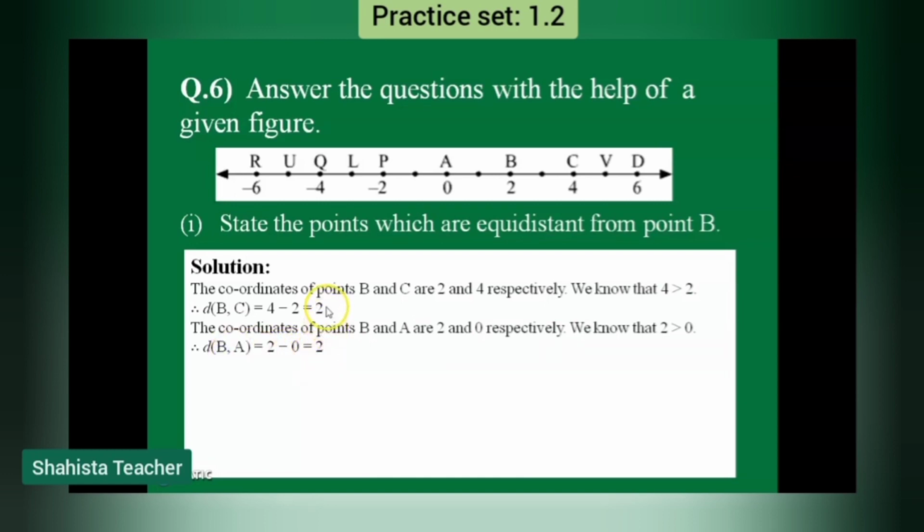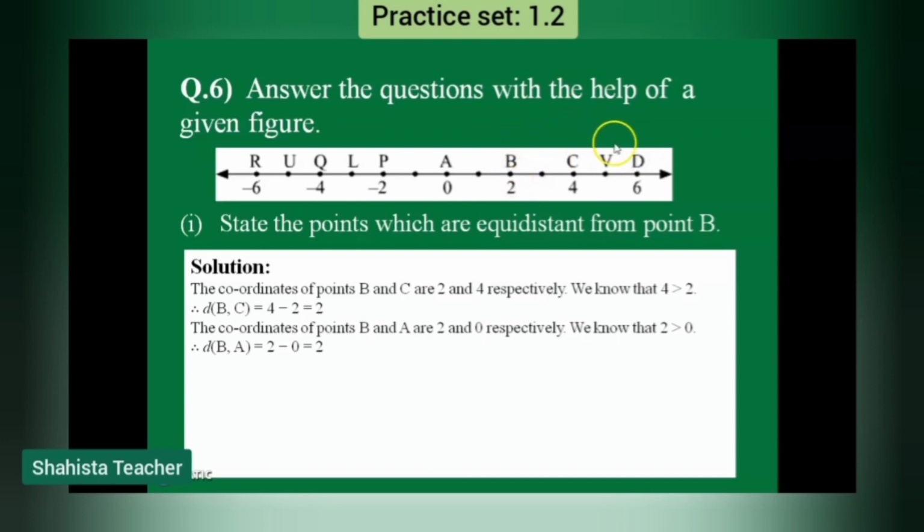Okay. So 2 minus 0 is 2. First case we get 2. Second case we get 2. Is it the equidistance? You are correct. This is an equidistance, equal distance. Now let's see the third criteria. Now BC is done, BA is done. Now we will see the distance of BD.